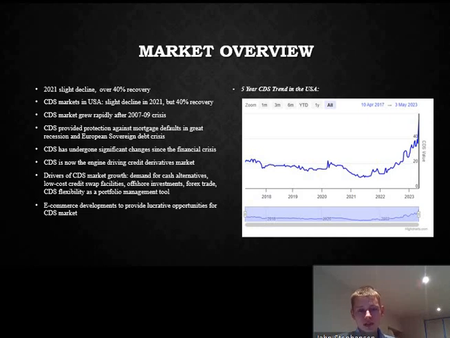The chart shows the trend of CDS markets in the USA, as we can see here, and the chart shows that the markets declined slightly in 2021 but have recovered more than 40%. CDS market size saw a rapid growth surge following the great financial crisis of 2007 to 2009 due to its role in the crisis, which strengthened transparency and resilience in the financial markets.